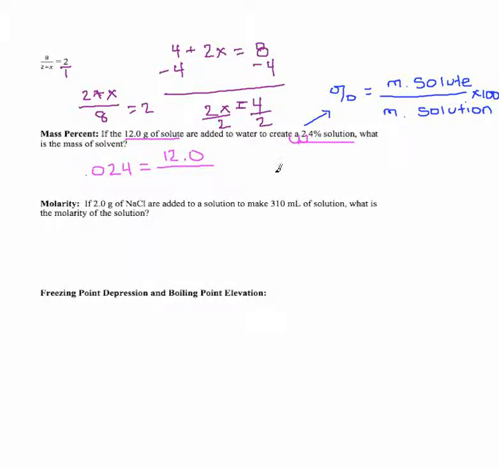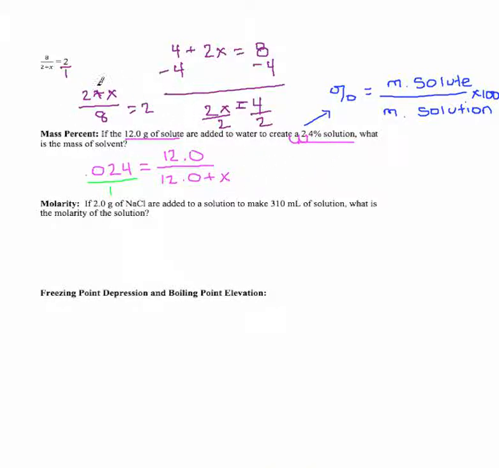Remember, the mass of your solution is the mass of your solute plus your solvent. So I know my solute, so mass of my solute, plus the mass of my solvent, which I don't know, so I'm going to make that x. Okay. So I'm not going to do this whole thing for you. But what you need to realize is this problem, this setup, is identical to this one. All you're going to do is cross multiply. So what you're going to do is you're going to have 12.0 times 1 equals this 0.024 times the 12.0 plus x. Okay? And then you'll solve for x.